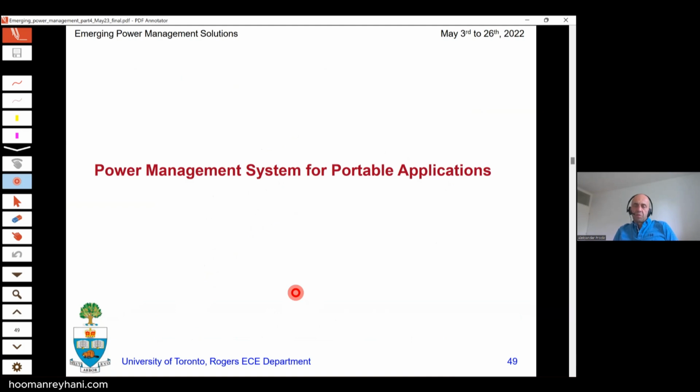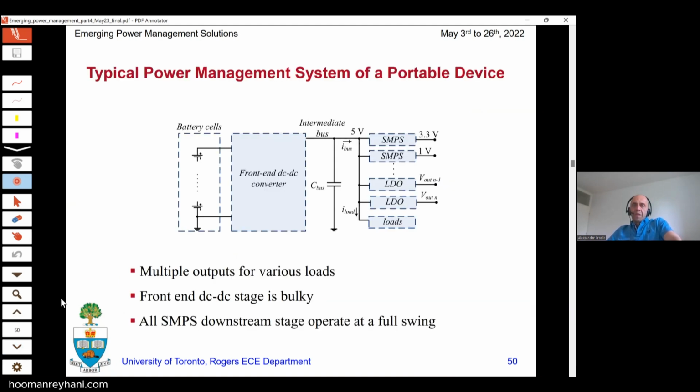Another example of what one can do in order to reduce the size of power management system for portable applications. So a typical power management system for portable devices usually looks like this. We have battery cells, then we have a front-end DC to DC converter that creates an intermediate bus voltage, and then connected to that intermediate bus voltage, we have a number of point-of-load converters providing well-regulated voltage for different parts.